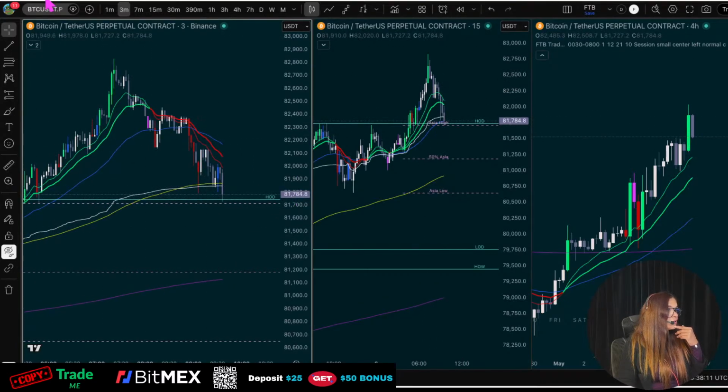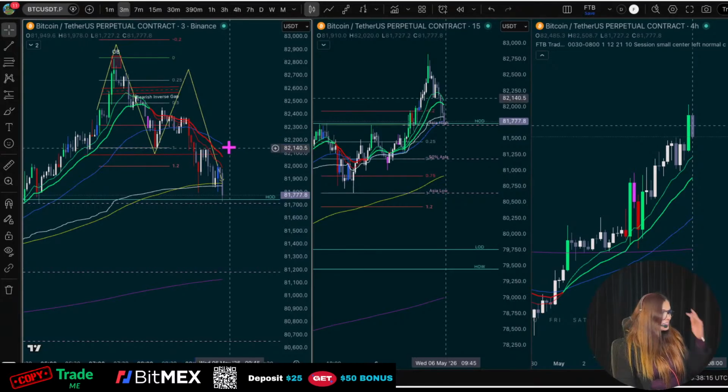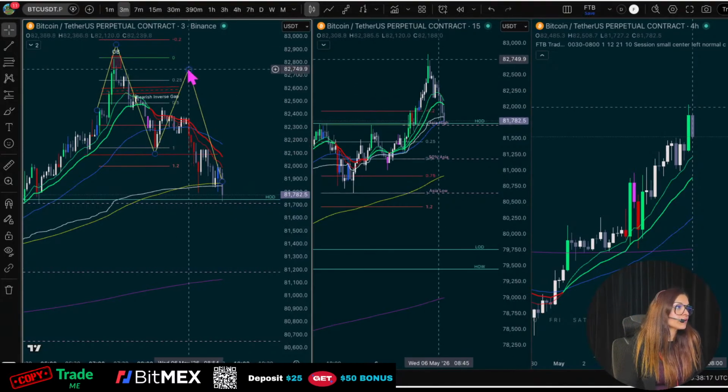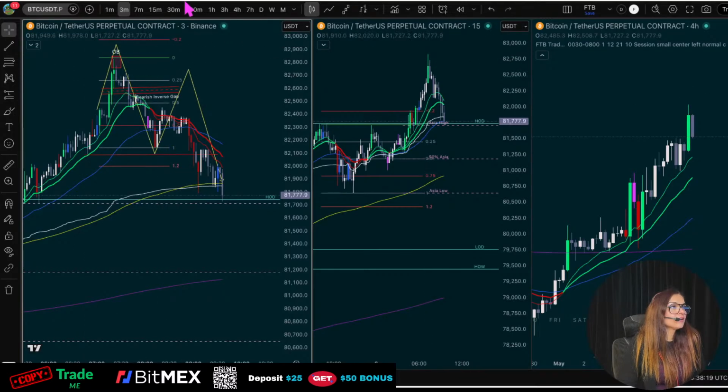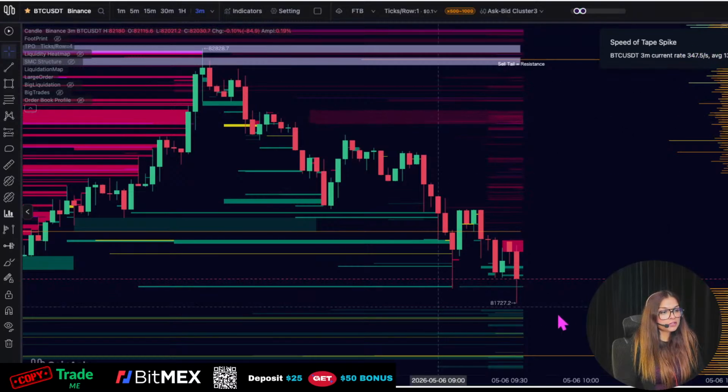All right. I called it market break of structure right here. Well, it didn't come up as high as I'd like it to, but anyway. No, I'm kidding. I didn't call it anything. I'm just looking at price here. Oh, here we go. Here's another spike, 347, average 138.